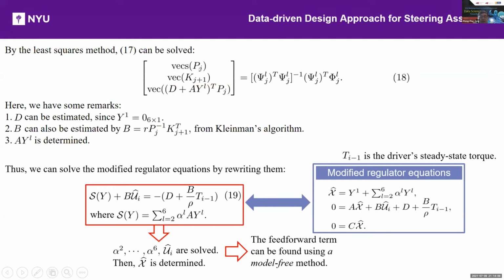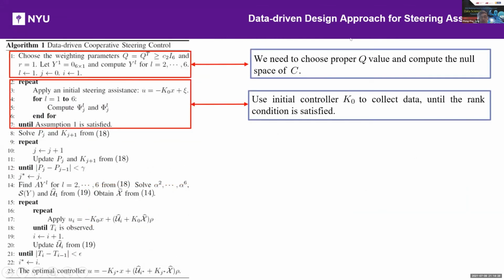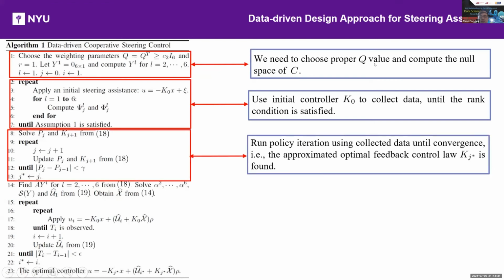As j goes to infinity, the learning step goes to infinity, the P_j and K_j parameters will converge to the optimal solution of the Riccati equation, and we can also recover the solution of the regulator equation as well. I'm going to skip the details of the algorithm, which is a data-based algorithm. You have to choose and fine-tune a Q so that you can provide the stability and robustness of learning. This is for a small-gain-based application. Then for each Q, we can run this data-driven algorithm to find the near-optimal solutions for the Riccati equation and regulator equations.